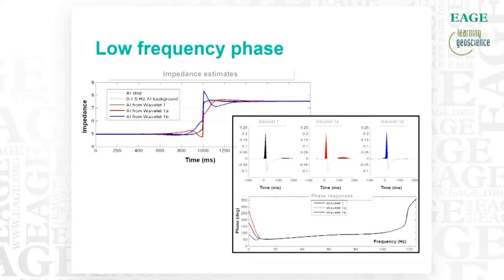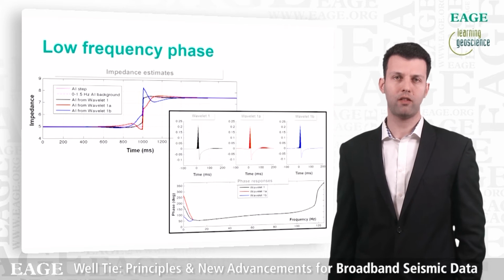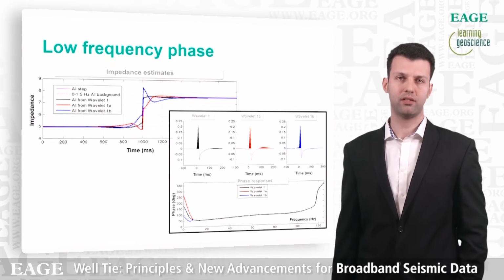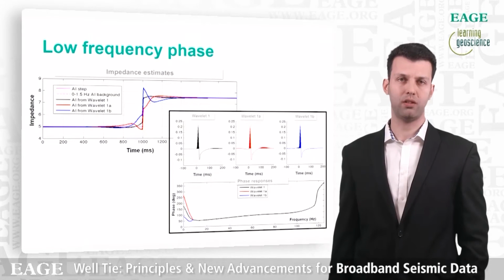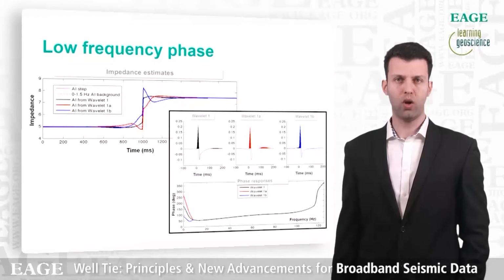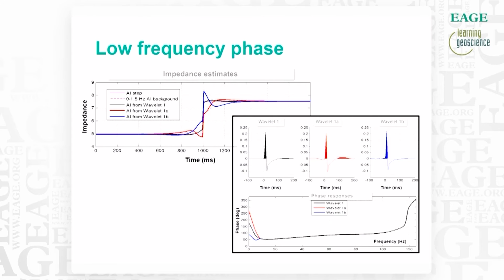Here I show 3 wavelets with identical amplitude spectrums. However, the phase at the low end is different, shown in black, red, or blue. If we use those wavelets to invert for a step function in the impedance domain, the correct wavelet, wavelet 1 in black, obviously gives us the ideal result, or as close as we could be to the ideal result. The 2 other wavelets with phase error in red and blue lead to those overshoots and undershoots around the impedance jump. That is obviously something we'd like to avoid.